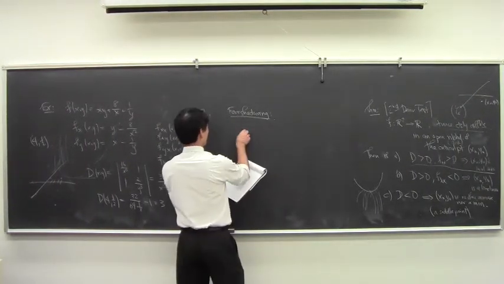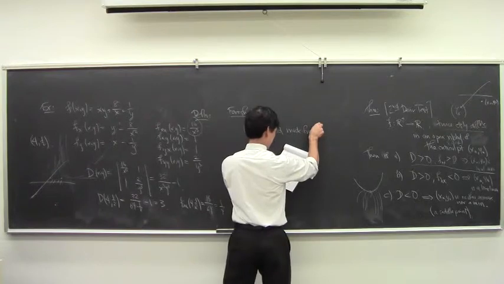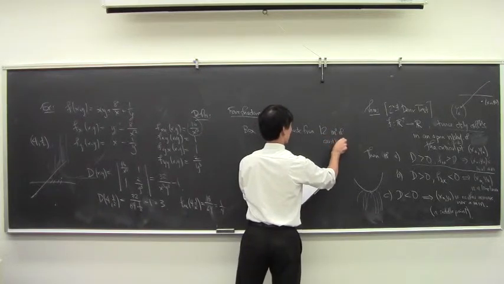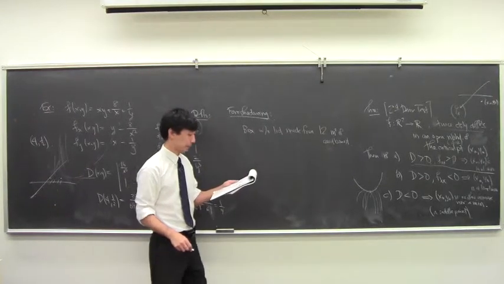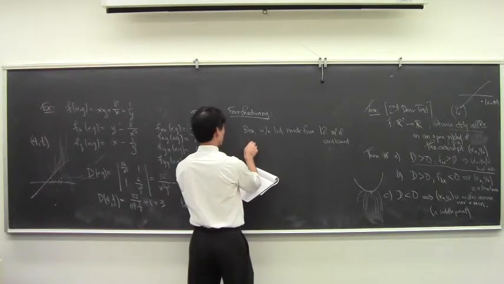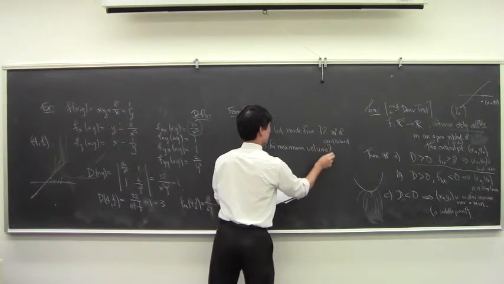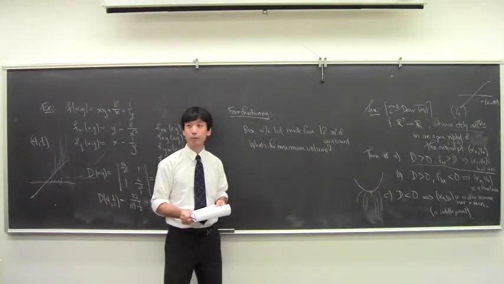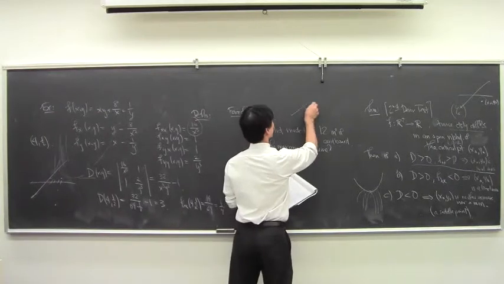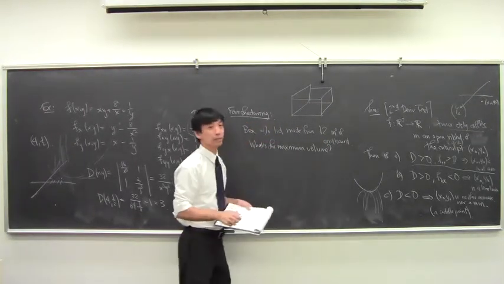So here it is. You have a box without a lid, and it's made from 12 meters squared of cardboard. Okay. So, what's the maximum volume? Right. So you're only allowed to use 12 meters squared worth of cardboard, and you have to build the biggest box possible. Okay, but it has no top. You have this box, right? It's got no top on it, right?